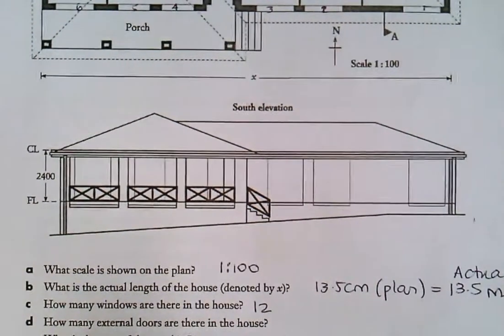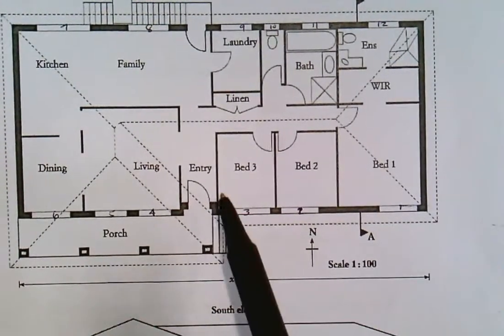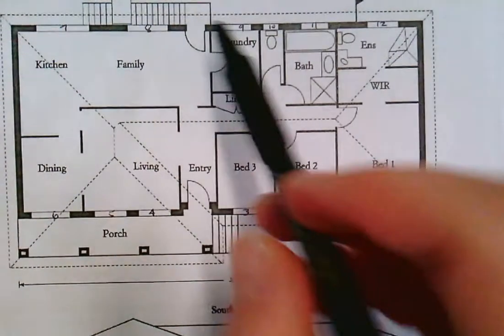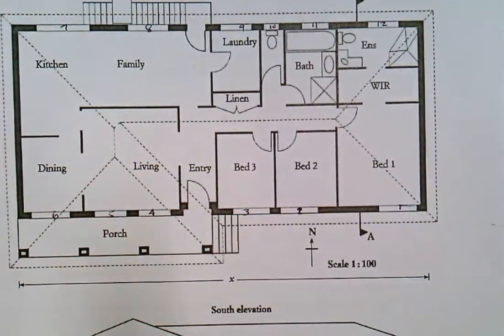How many external doors are there? External doors, doors going to the outside. Well, we've got one there and one going there. Looks like two external doors.